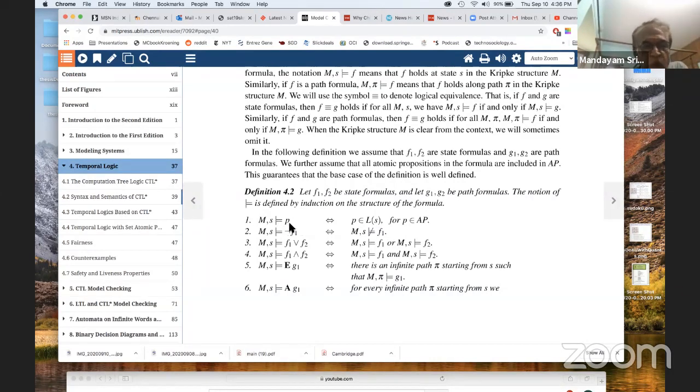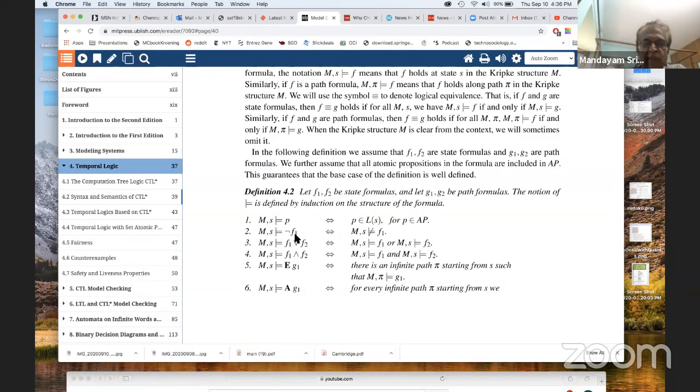If it is an atomic predicate P, then it is true in a particular state if that state is labeled with P. That's the same thing as saying that if you evaluate the predicate in that state, it must be true. And that's true for any P belonging to the set of labels. And these are the standard logical semantics of the Boolean operators.